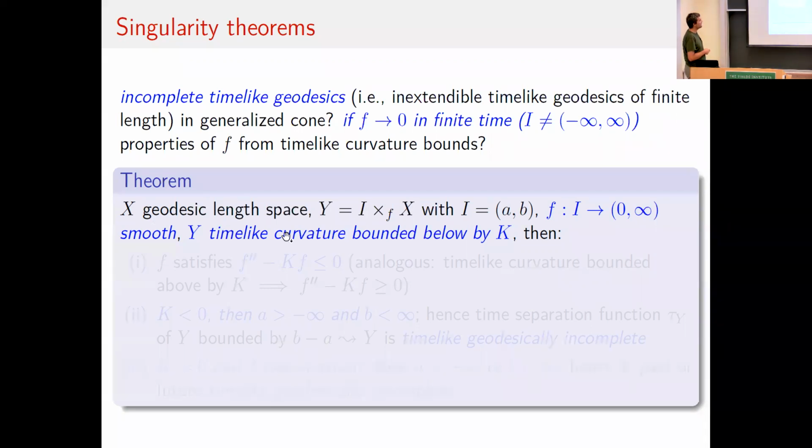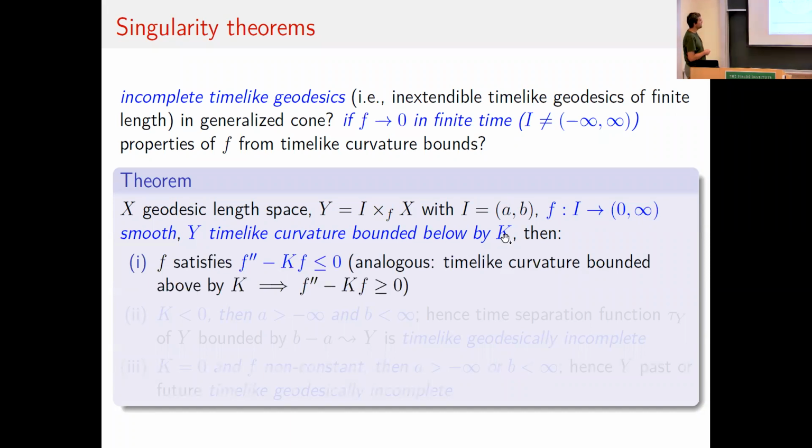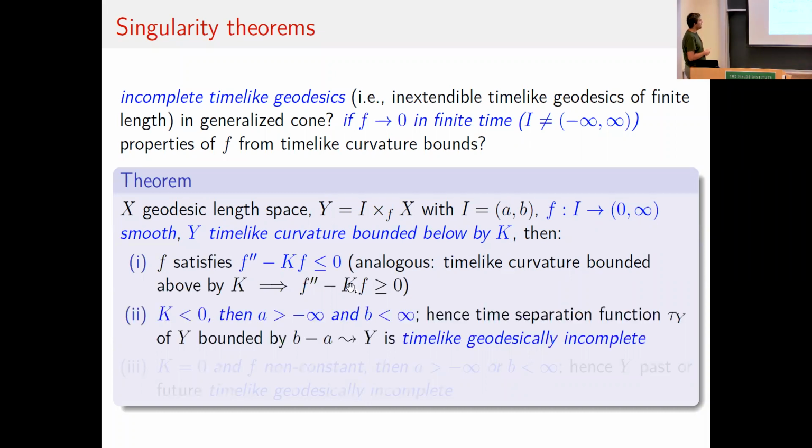And Y has time-like curvature bounded below by K. Then you can show that F is minus K concave. And analogously, if you have time-like curvature bounded above by K, then it's minus K convex. And if K is negative, then A is bigger than minus infinity and B is less than plus infinity. Hence, your time separation function is bounded by B minus A, so it's finite. So the generalized cone is time-like geodesically incomplete.